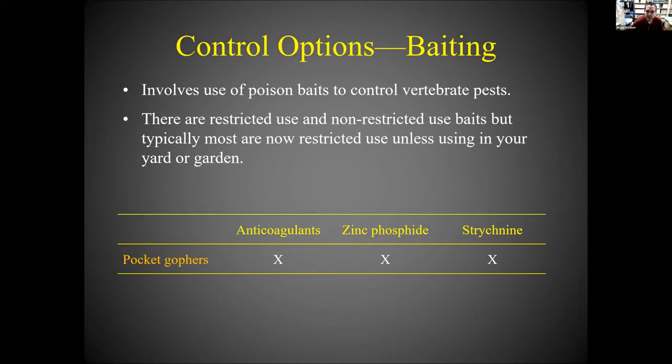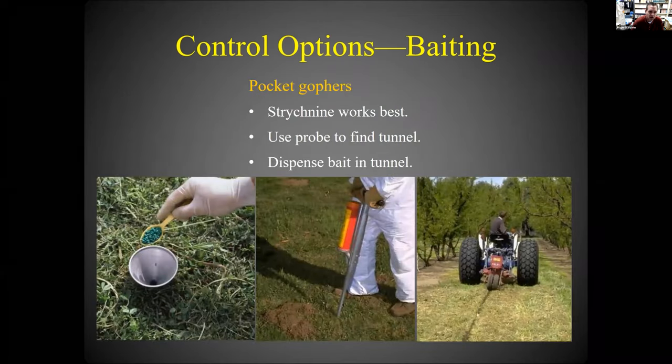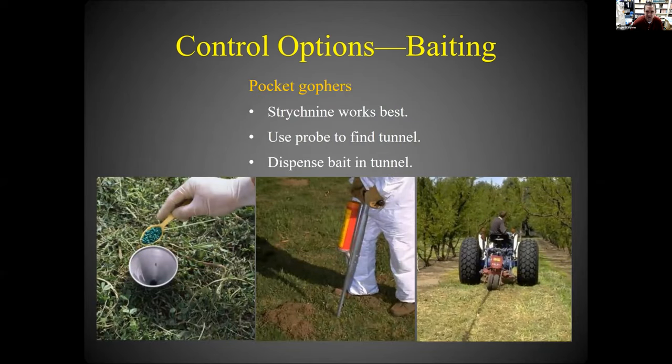Of course, we can use poison baits or rodenticides to manage gophers as well. These are generally restricted use products for production ag, although sometimes they're not for other uses. But certainly for production ag, they're almost always restricted use products. We can use first generation anticoagulants, which include diphacinone and chlorophacinone, as well as the acute toxicants, zinc phosphide and strychnine. Of these, strychnine has consistently proven to be the most efficacious.